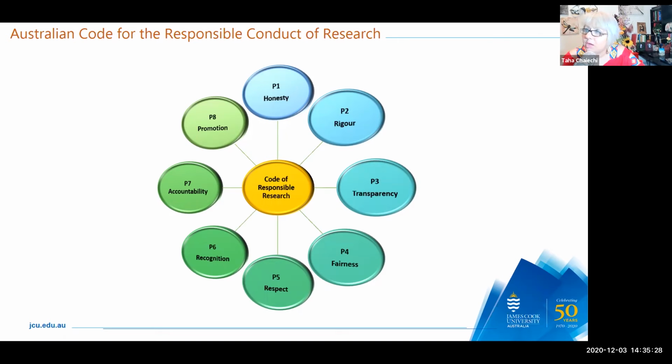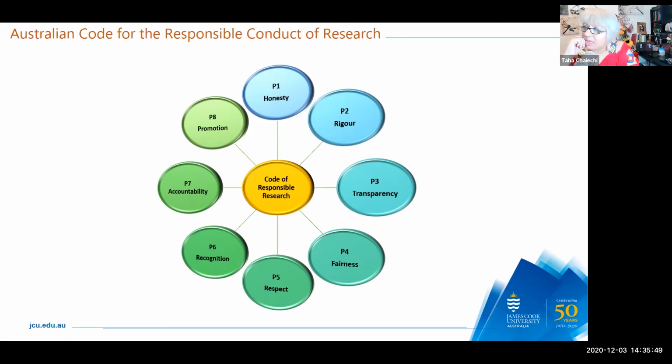The Australian Code for the Responsible Conduct of Research is actually a national document, but it's dictated to all the universities across Australia, and all the universities have to follow it, and the researchers have to follow this code. And this code has 10 principles. So let us go quickly through them.